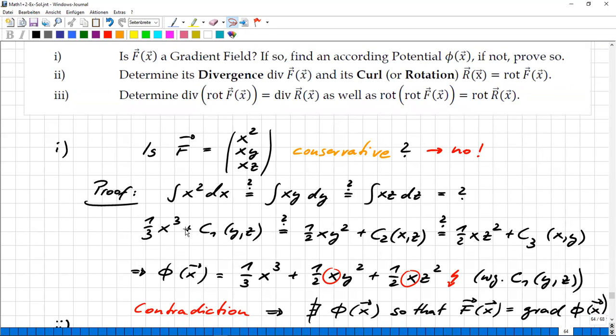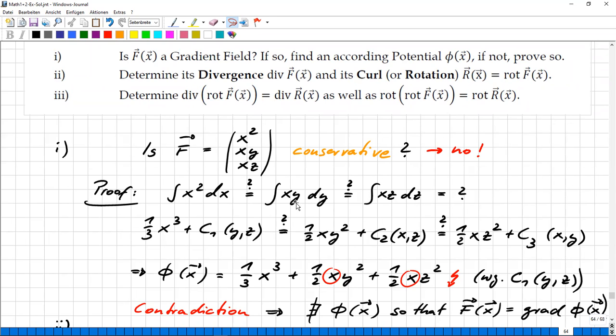But here we have an additive term which does not depend on x. And because it does not depend on x, it must be allowed, since when I take the partial derivative for x, it just disappears. Now you got it, right? So you see, this is the most general result for this integral.